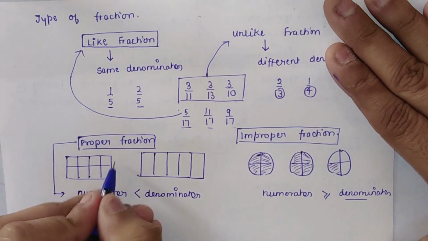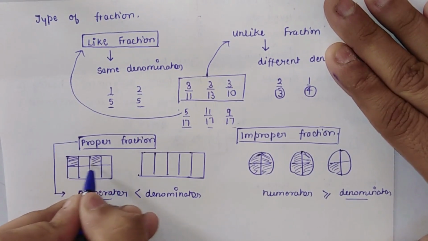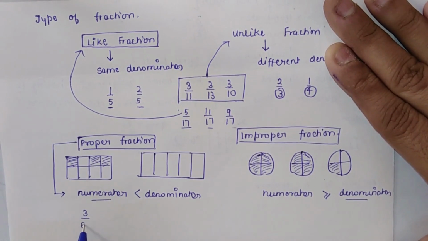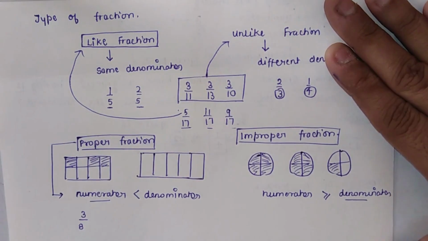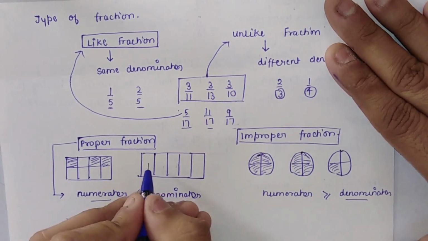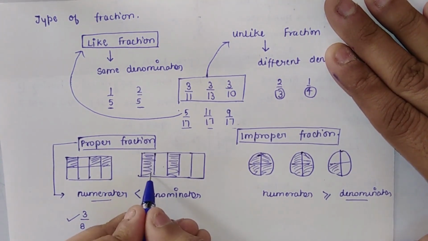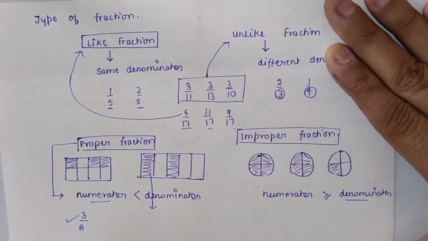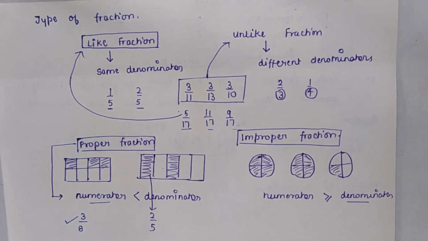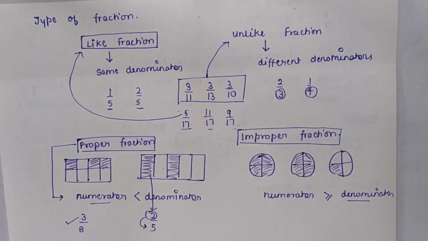For example, this rectangle is divided into 8 equal parts, and if I shade 3 parts out of it, the fraction of the shaded part will be 3 by 8. Here the numerator is less than the denominator 8, so this is a proper fraction. This other rectangle is divided into 5 equal parts, and I shade 2 parts like this. Here the fraction of the shaded part is 2 by 5, and it is also a proper fraction, which means in the case of a proper fraction, the numerator will always be less than the denominator. This is the definition for a proper fraction.